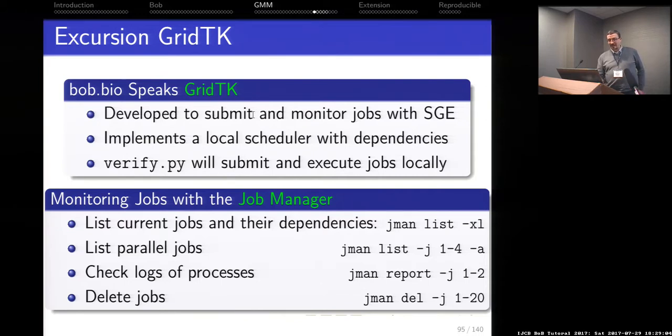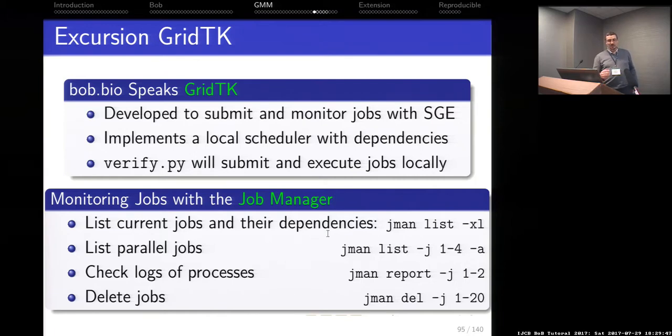But since not everyone has an SGE at home, but maybe a multiprocessor system, I have implemented a local scheduler, which can run some of the parts on the local machine in parallel. And verify.py, when you use the parallel option, will submit and execute these jobs locally. There are some commands that you can use to monitor the parallelization, so the job manager, which is jman. jman list will list the jobs that are submitted.